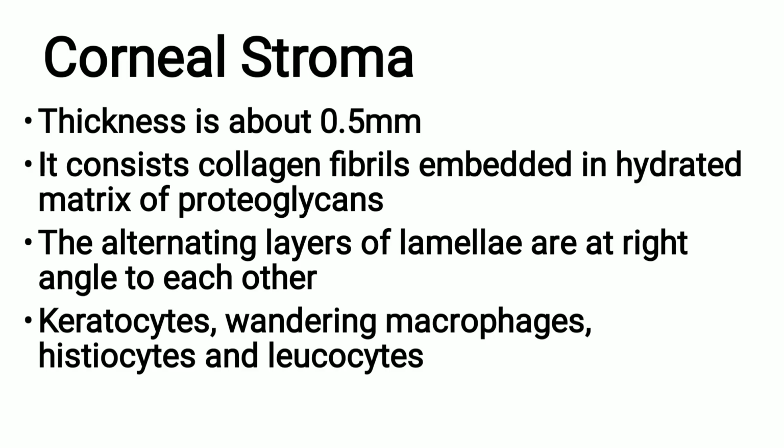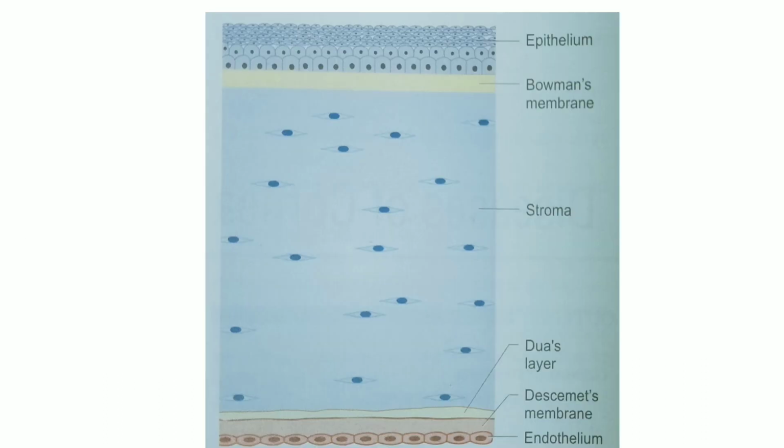Third is corneal stroma, also called as substantia propria. It is about 0.5 mm thick. Type 1 and type 5 collagen fibrils are embedded in hydrated matrix of proteoglycans. Lamellae are arranged parallelly. That's why cornea is transparent. Keratocytes, wandering macrophages, histiocytes and leukocytes are also present and help in defense mechanism.